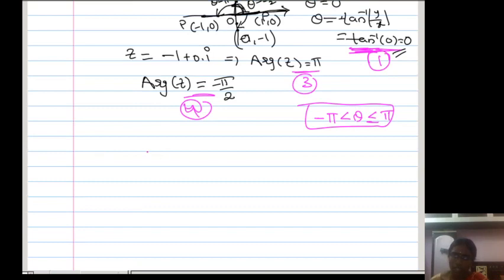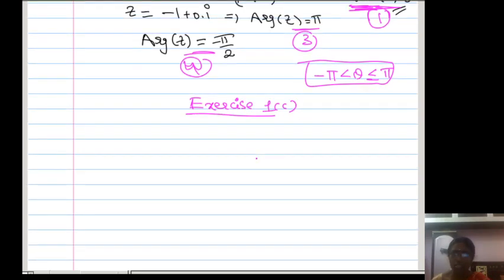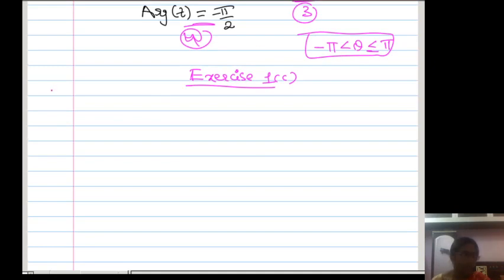Now I'm going to discuss exercise 1C. What is the first step? Let us express the following complex numbers in modulus amplitude form. You have 4 questions in that. I will give the already explained examples for this. Only the same model you have to solve for all those problems.